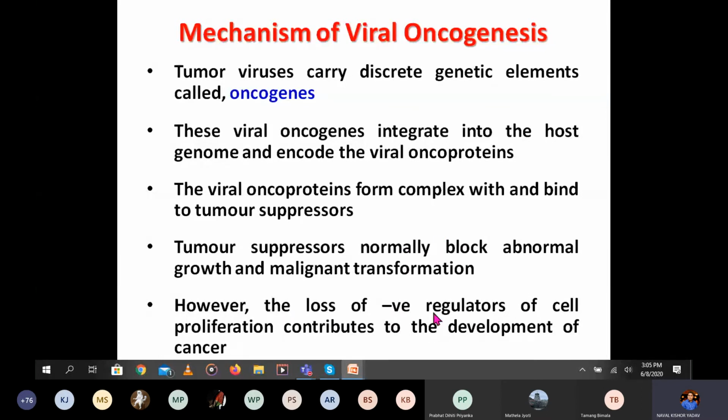Okay. So due to that, there is proliferation and finally development of cancer. So this tumor suppressor is not able to block the abnormal growth because it is already bound to the viral oncoproteins. So there is abnormal growth, proliferation, and finally development of cancer. So it totally depends on the oncogene and the viral oncoproteins. This oncogene integrates into the host genome and encodes the viral oncoproteins, which complex with the tumor suppressors. So these tumor suppressors are not able to work normally. That leads to abnormal growth, proliferation, and development of cancer. So this is the mechanism of how oncogenic viruses cause cancer.